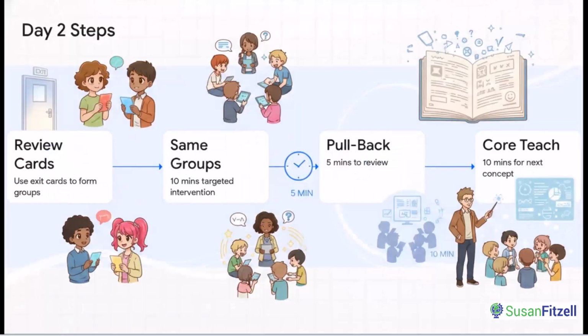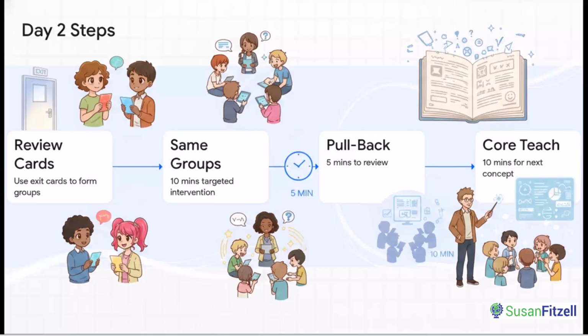So step 1 is literally just using those exit cards to form your groups. Step 2 is 10 minutes of same ability grouping, and this is huge. While you, the teacher, provide highly targeted intervention to the specific group that actually needs it, the other groups are practicing or accelerating. Then comes step 3, a quick 5-minute pullback to review. And only then, in step 4, do you roll out a 10-minute new core teach for the next concept.